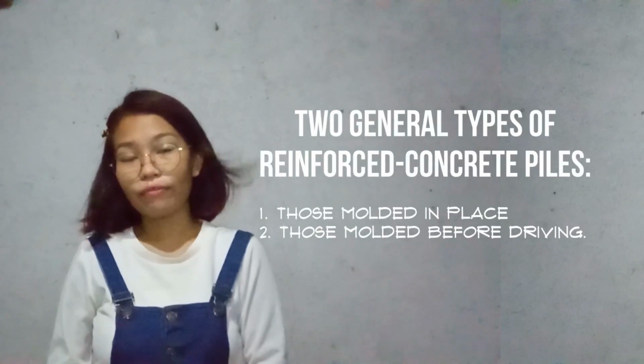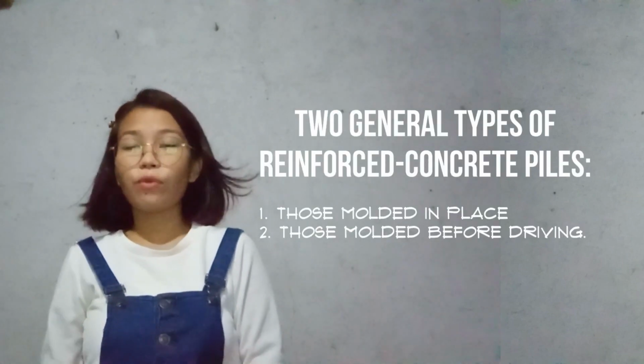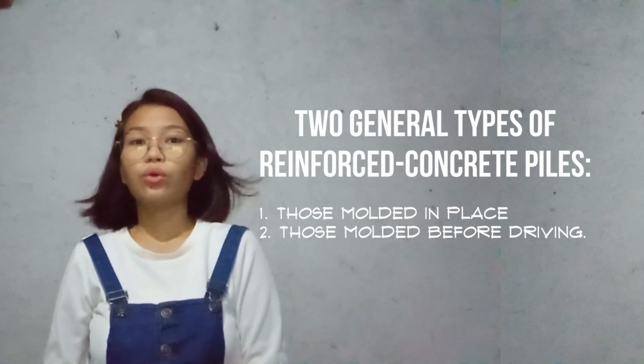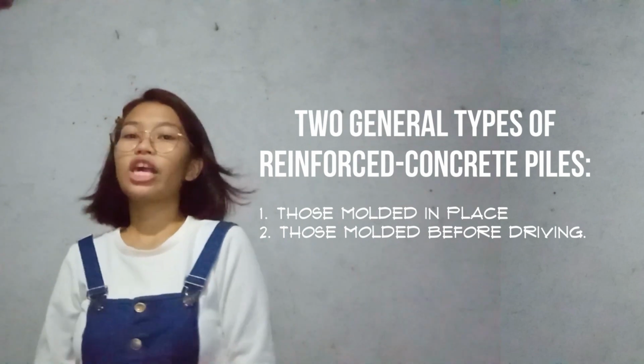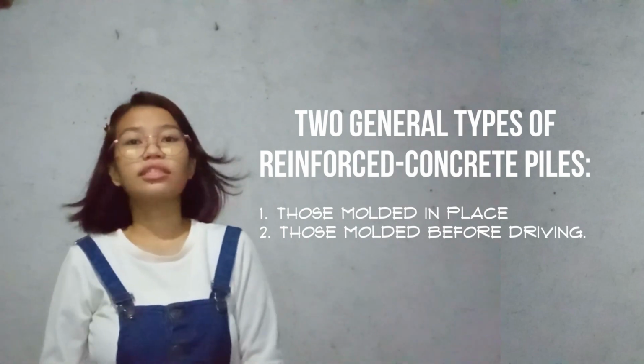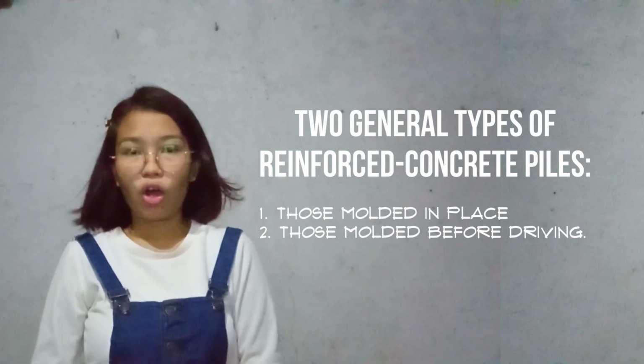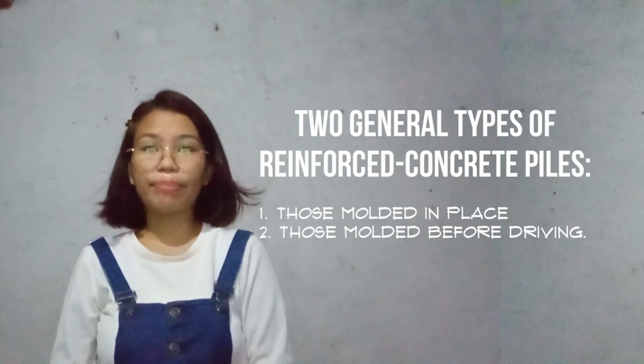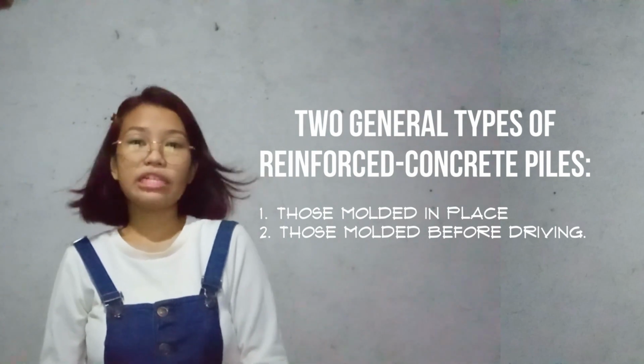There are two general types of reinforced concrete piles. Spacing for concrete piles is usually from 2 feet 6 inches to 4 feet. Concrete piles are extended at least 4 inches into the concrete of the footing, and where a steel casing surrounds the pile, 3 to 4 inches.